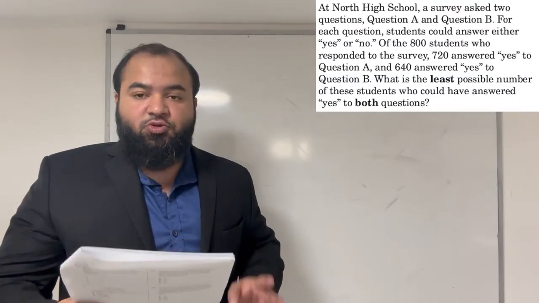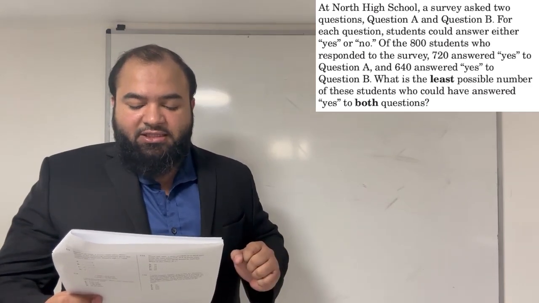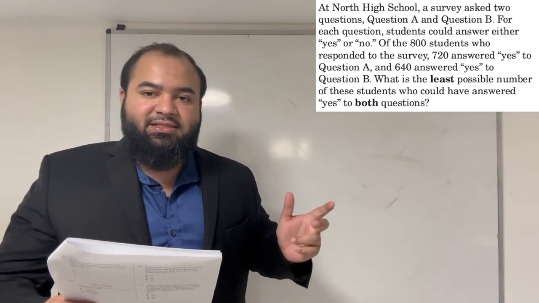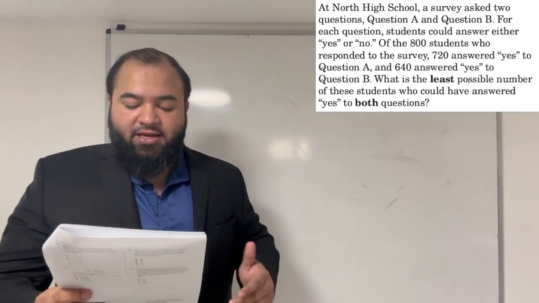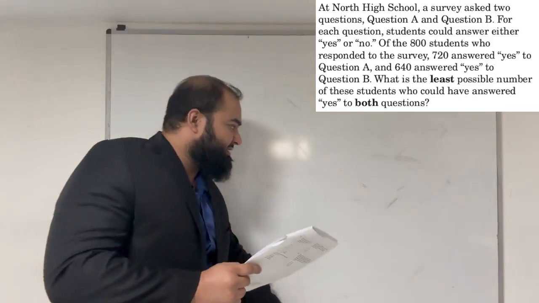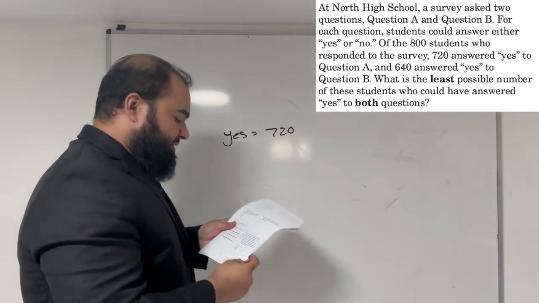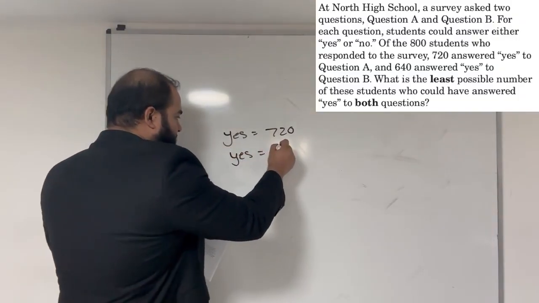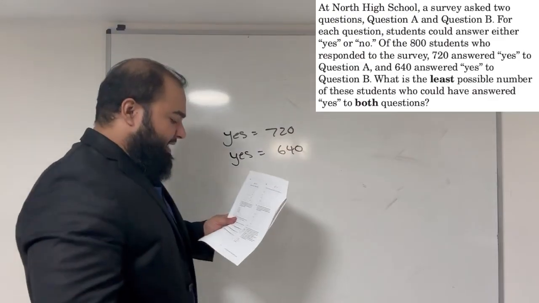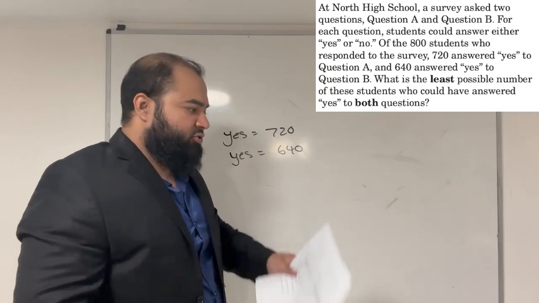Okay, the next question says, at North High School, a survey asked 2 questions. How many questions? 2. Question A and question B. For each question, students could answer either yes or no. Of the 800 students who responded to the survey, 720 said yes to question A, and 640 said yes to question B. What is the least possible number of students who could have said yes to both?